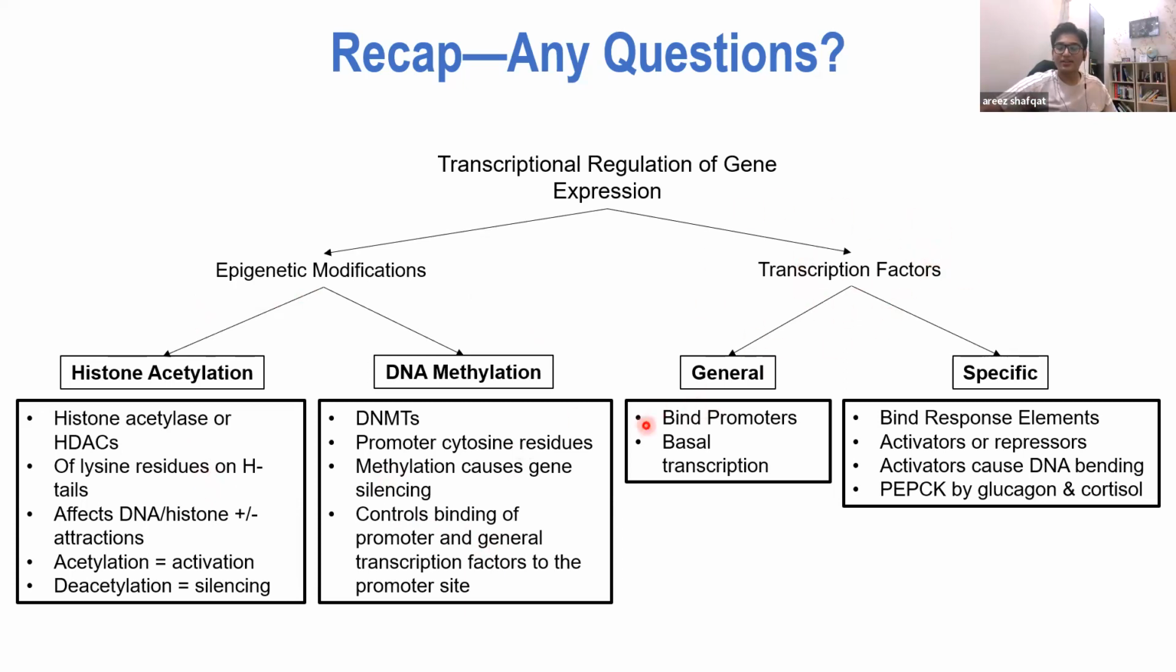Transcription factors are two types. General, they bind promoters associated with basal, low, steady transcription. Specific, they bind response elements. The response element can be an enhancer, it can be a silencer, so the specific transcription factor can be an activator or can be a repressor. The activators cause DNA bending and increase gene expression. The one example you need to know right now is PEPCK regulation by glucagon and cortisol. But every single hormone you study in endocrinology and biochemistry works the same way, insulin, aldosterone, every single hormone in your body. So studying that whole pathway of how hormones influence gene expression is very, very important for you to understand. Okay? So this is all on transcriptional regulation.